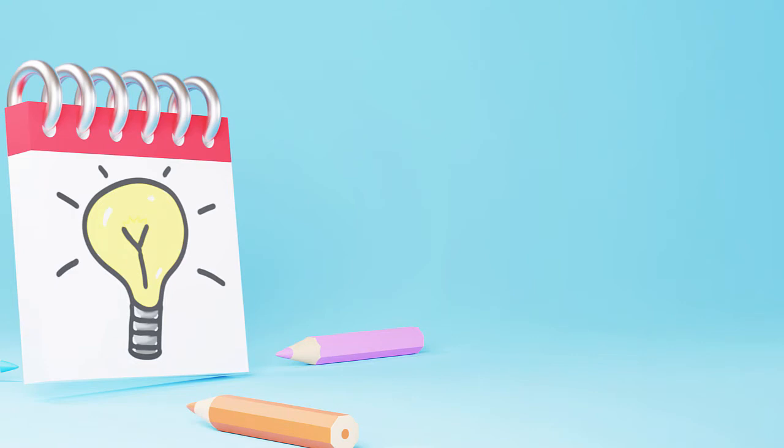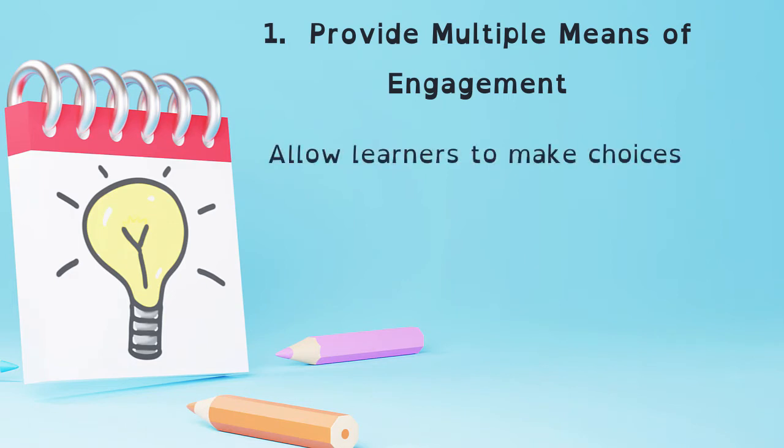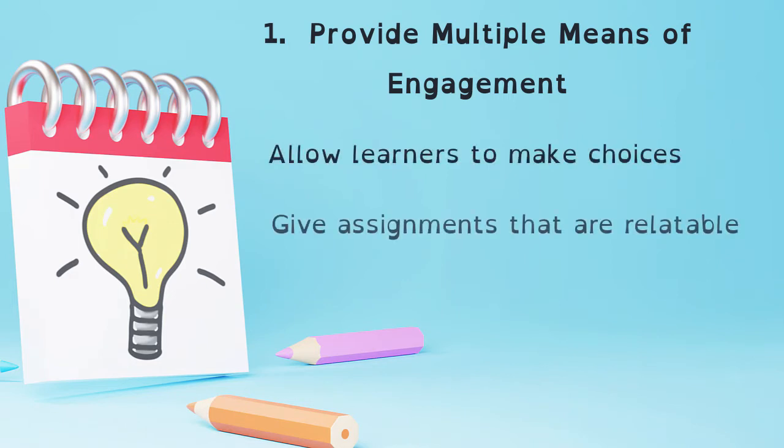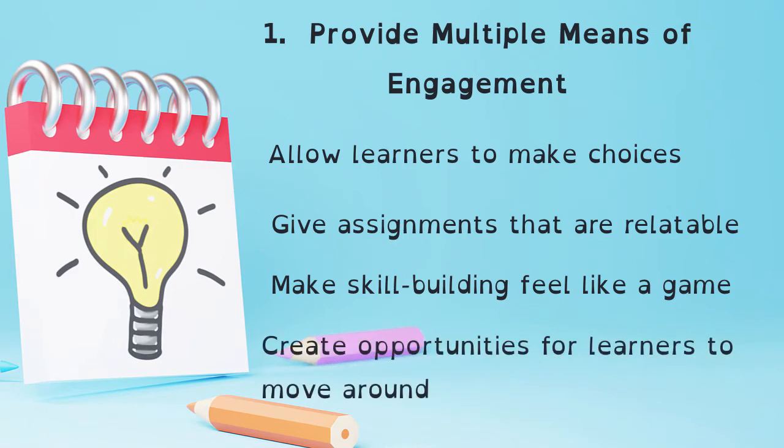Here are some ideas on how the UDL theory can be incorporated into a curriculum or training course. Let's revisit and expand upon the 3 principles of UDL. 1. Provide multiple means of engagement. What does that look like when applied? So you will want to think of ways to motivate learners and sustain their interests. For example, let learners make choices. Give assignments that feel relevant to their lives, something they can relate to and add to their perspective. Make skill building feel like a game, and create opportunities for learners to get up and move around.